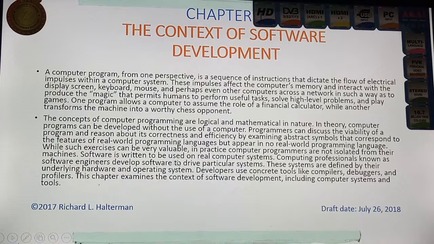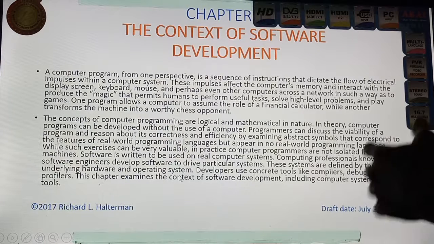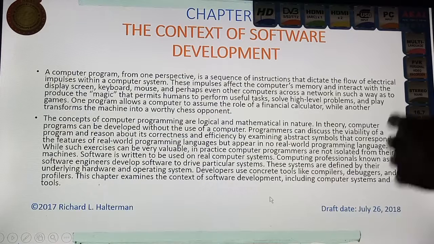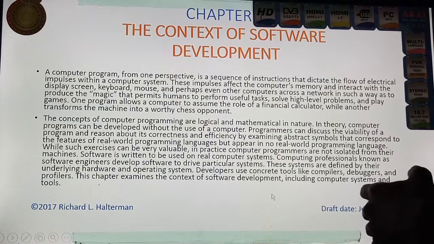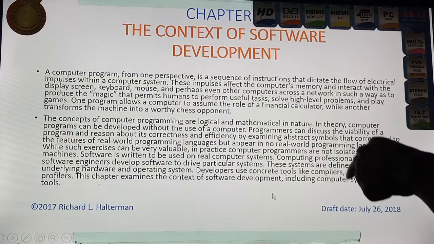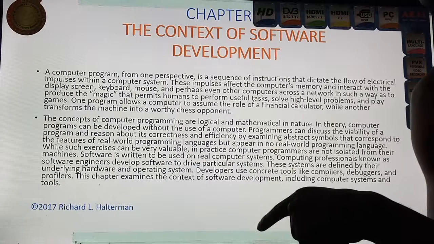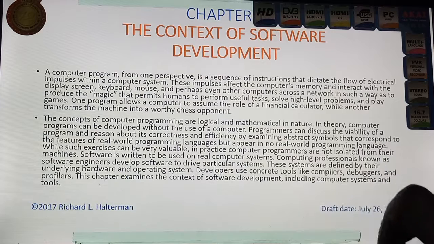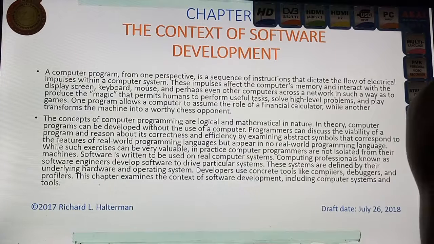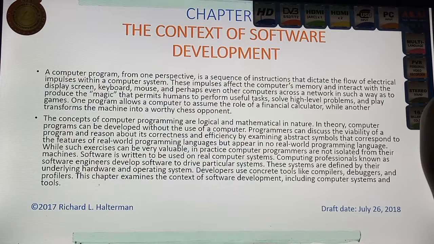Software is written to be used on real computer systems. Computing professionals known as software engineers develop softwares to drive particular systems. These systems are defined by their underlying hardware and operating system. Developers use concrete tools like compilers, debuggers, and profilers. In this chapter, we are looking at the context of software development, including computer systems and the tools. So now we are done with chapter 1.